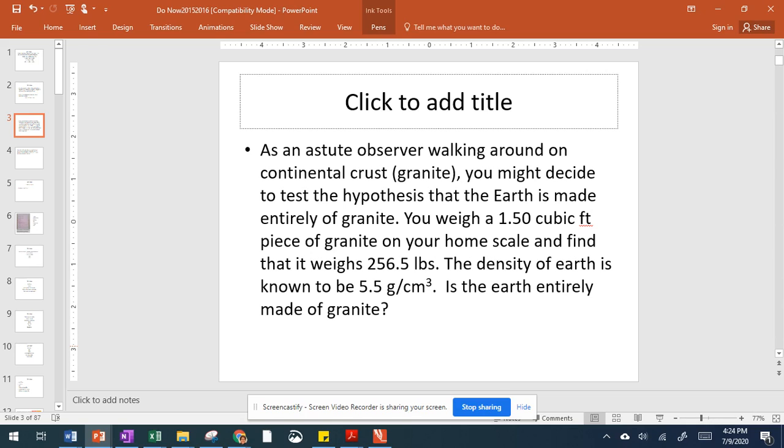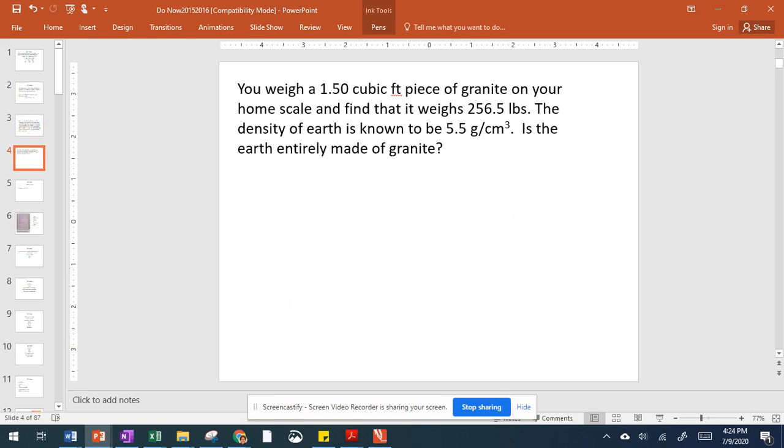Obviously, if the density of the granite and the earth are the same, they've proven their hypothesis, and if they're different, they've disproved their hypothesis. So let's look at this problem. Now, if you remember from earth science, the formula for density is D is equal to mass divided by volume. In this problem, we're solving for density, so we can use this formula as is. But if we were asked to find mass or volume, we would have to rearrange this formula.